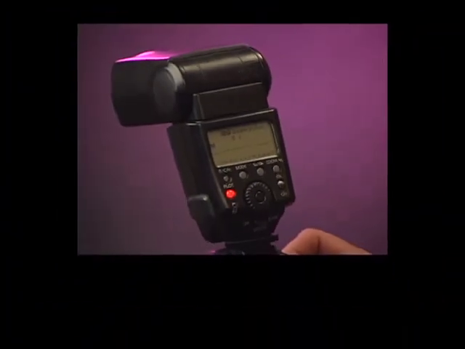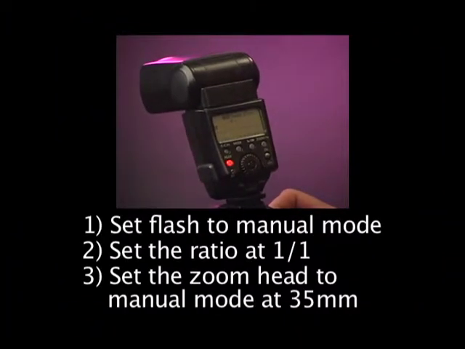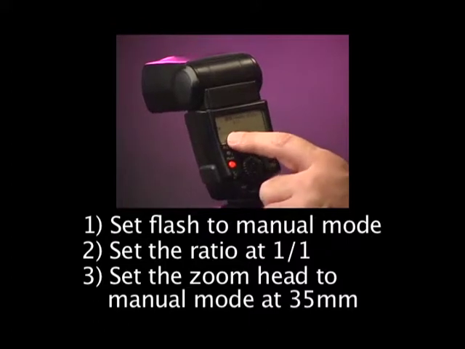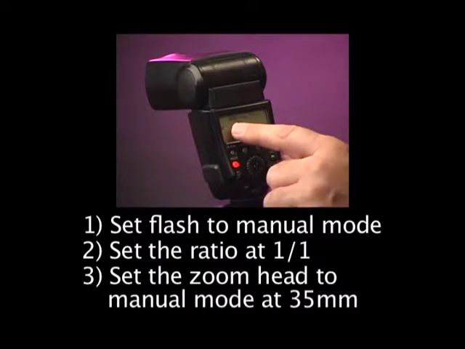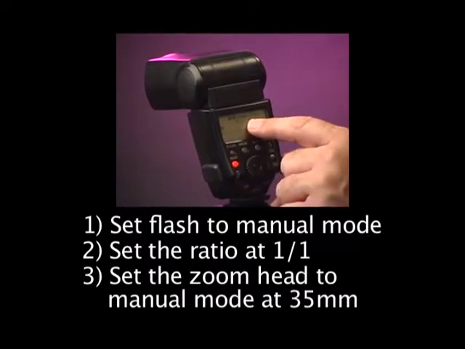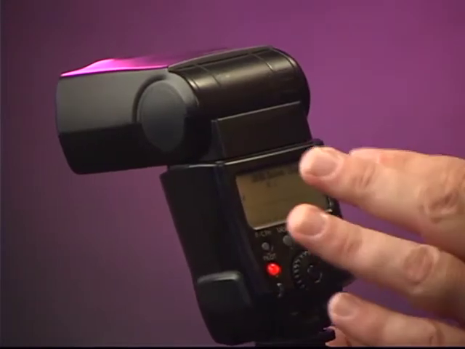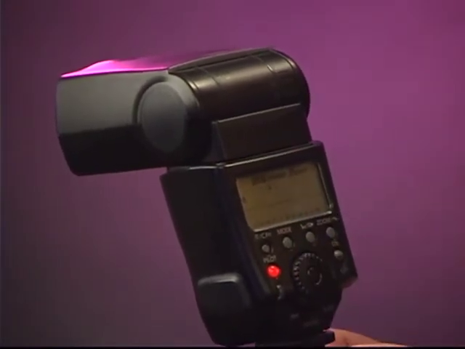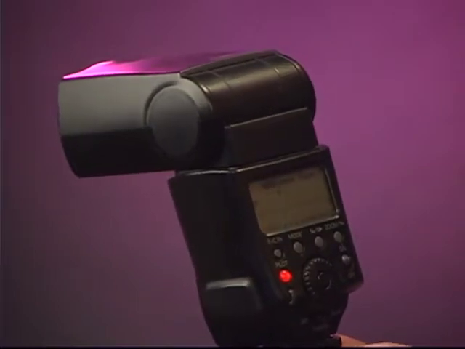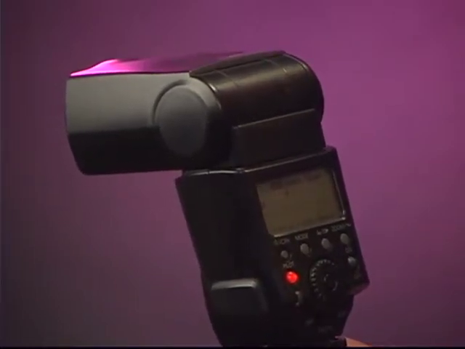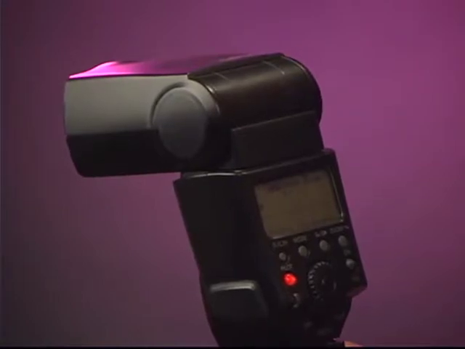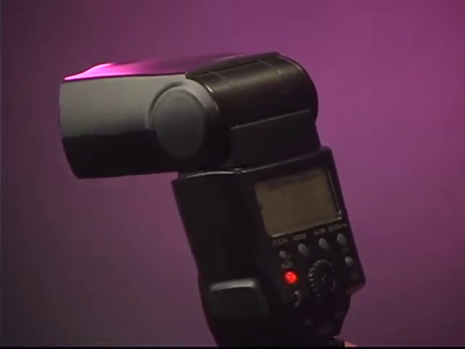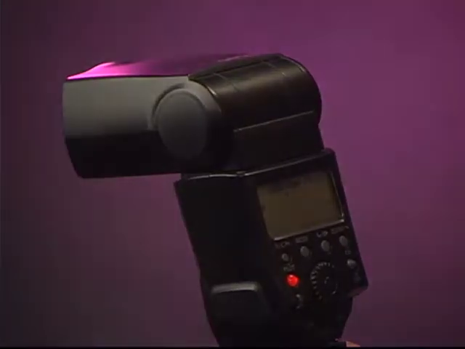So let's review. To begin with our flash photography in manual mode, you want to make sure that your flash is set to manual mode, the ratio is set 1:1, and the zoom head position is in manual mode at 35 millimeter. So with our flash properly set and our camera in manual mode, we go back to our guide number formula, where guide number divided by distance equals the f-stop, and we know to set the camera based on that distance. So at 10 feet into 110, the exposure is f11, and the given shutter speed is going to be 125.